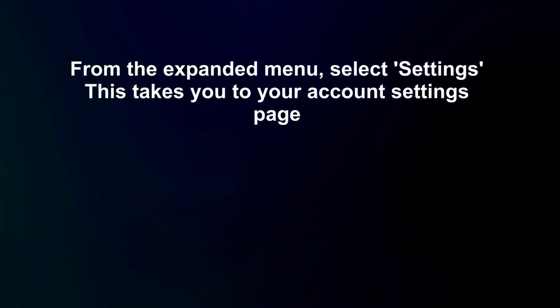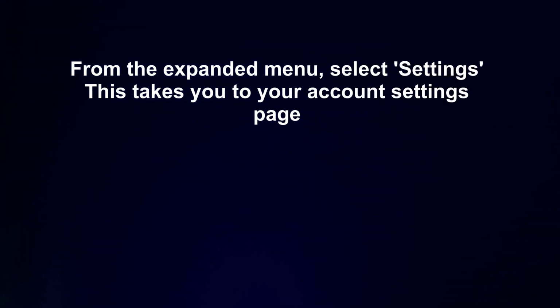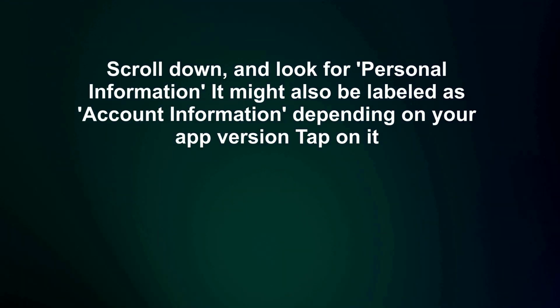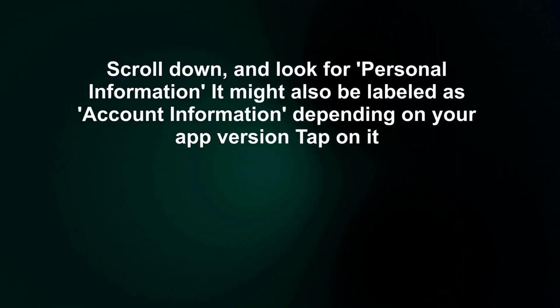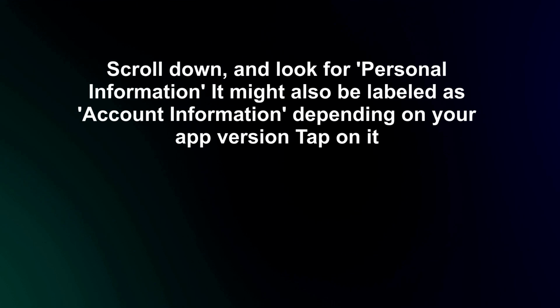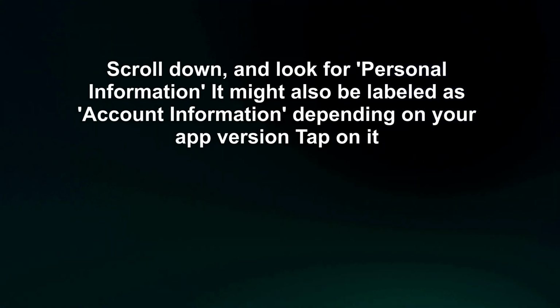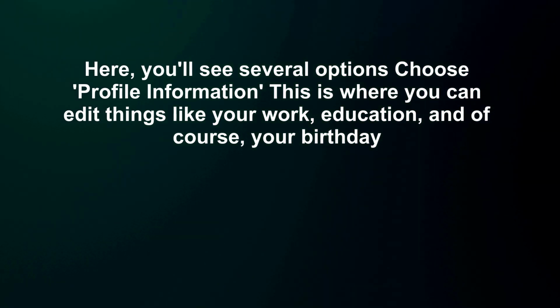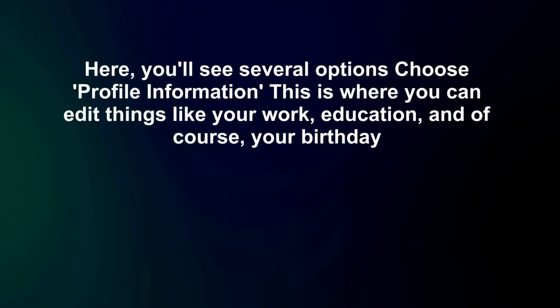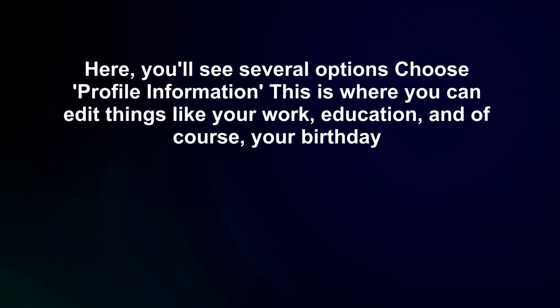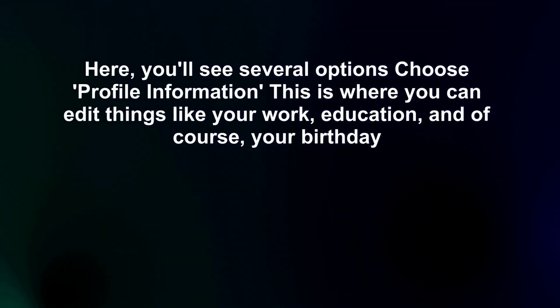From the expanded menu, select Settings. This takes you to your account settings page. Scroll down and look for Personal Information. It might also be labeled as Account Information depending on your app version. Tap on it. Here, you'll see several options. Choose Profile Information. This is where you can edit things like your work, education, and of course, your birthday.